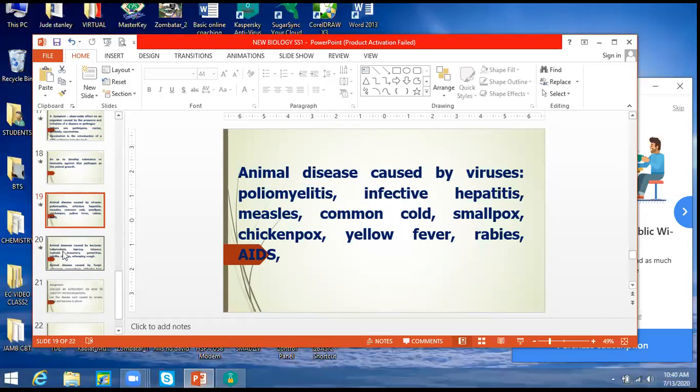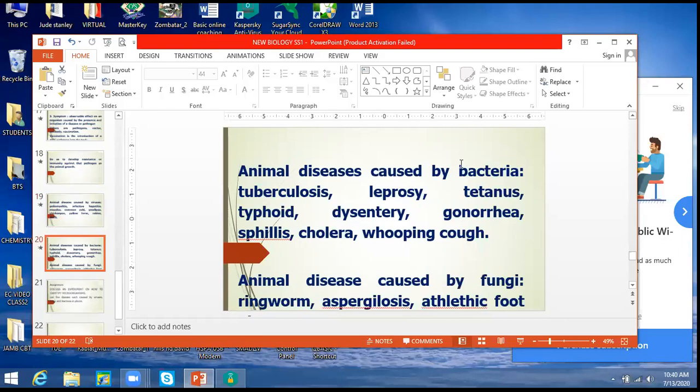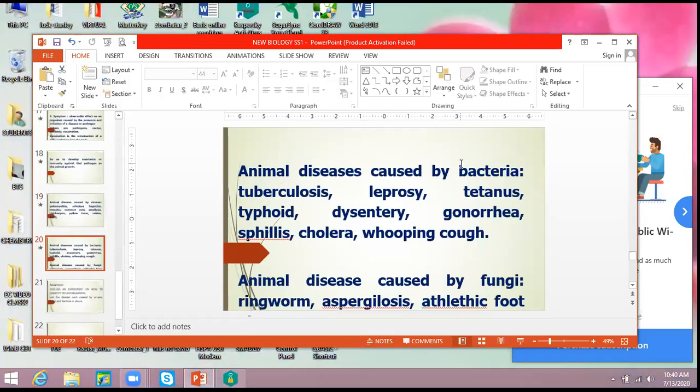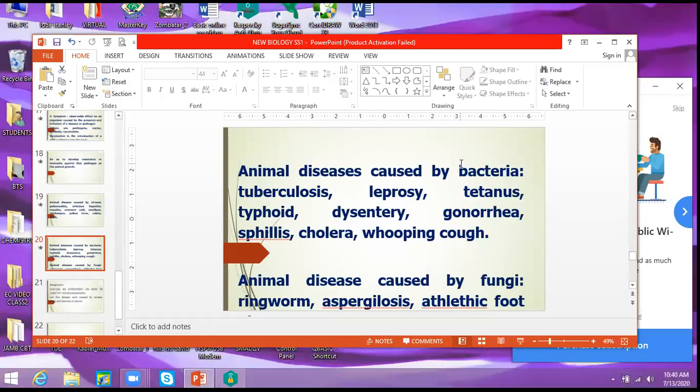So you have animal diseases caused by bacteria: tuberculosis, leprosy, tetanus, typhoid, dysentery, gonorrhea, syphilis, cholera, whooping cough. Now, animal diseases caused by fungi: ringworm, aspergillosis, athlete's foot. So these are some of the diseases.